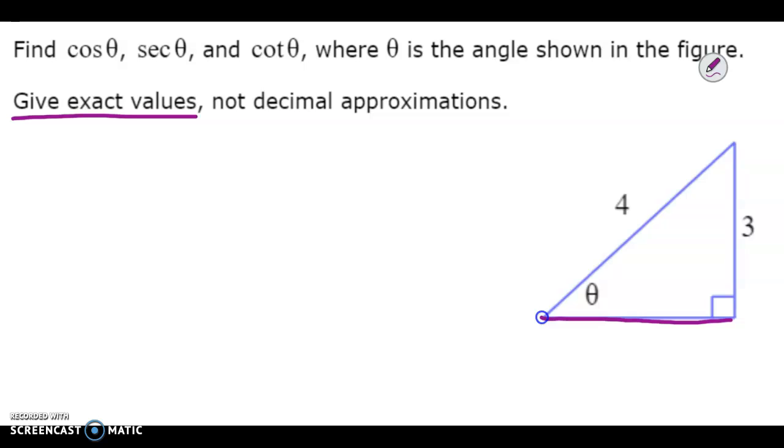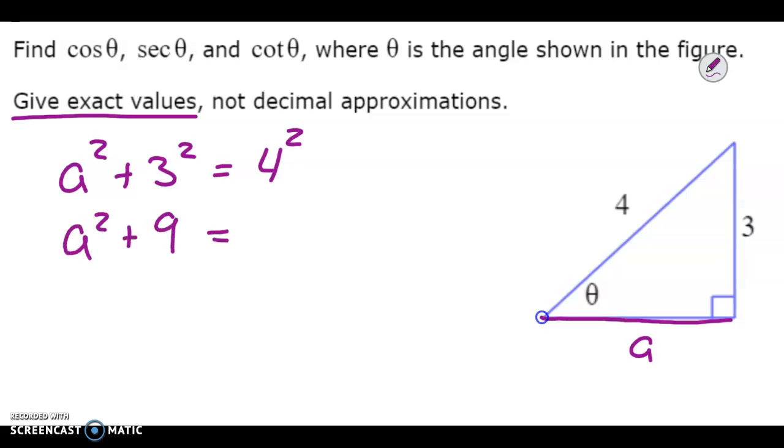So your missing side is a leg. We can call it A or B. It does not matter. So one of your legs squared plus 3 squared for the other leg is going to be equal to that hypotenuse squared, 4 squared. A squared plus 9 is equal to 16. I subtract 9 from both sides, and I'm left with A squared equals 7. I kind of jumped ahead of myself there.